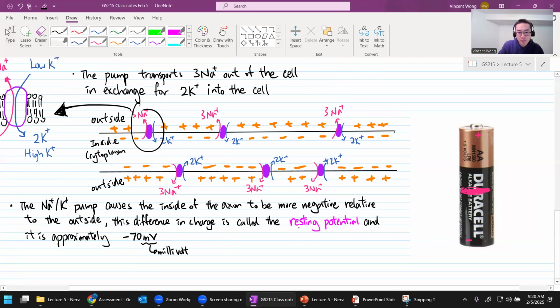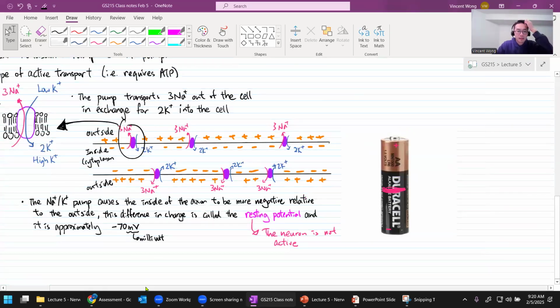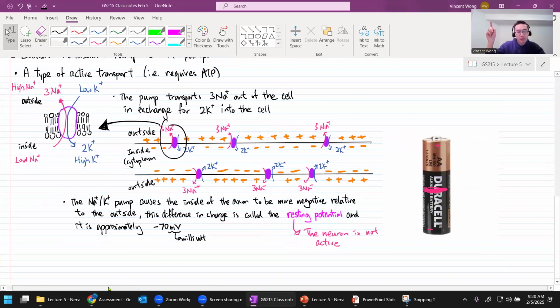What does resting mean? Resting means the neuron is not active at the moment. Not all neurons have to be active all the time. If your neuron is not transmitting any signal, then it's not active, it's resting. Like, I'm not feeling any pain from my finger right now, so there's no pain signal going up. Those neurons are at rest. If I measure the difference of charge on the inside versus the outside, the number I get is minus 70 millivolts. That's an important number to remember.